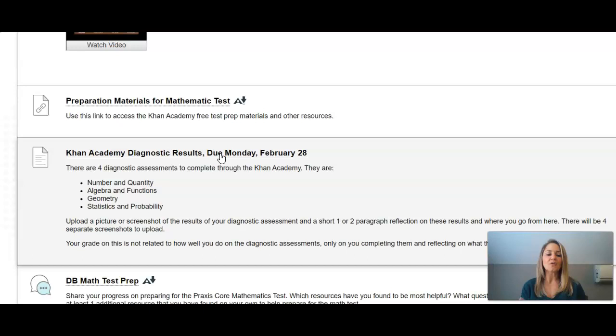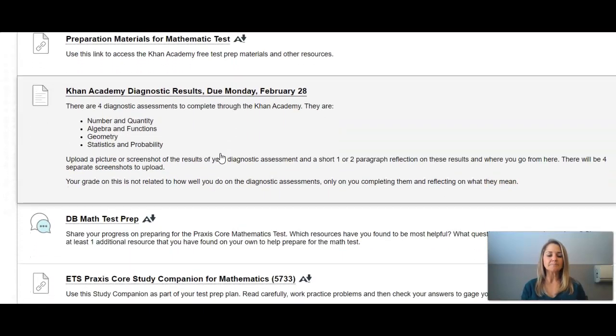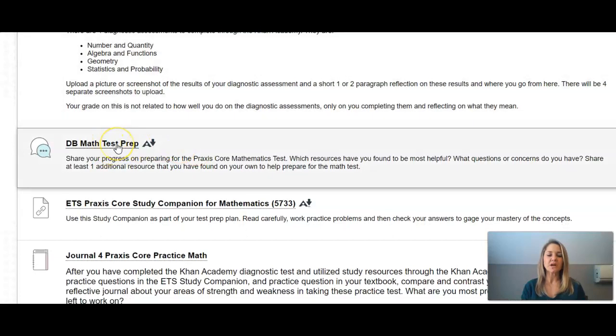You will be uploading a picture or screenshot of your results as proof that you've done that, and you're just going to write a 1 or 2 paragraph reflection on the results and how you're going to use them moving forward. Keep in mind, your grade in this is not related to how well you do on these diagnostic tests. It's on the fact that you completed it and that you are thinking about what you need to do based on the results. There is also a discussion board to do this week where you are going to talk about how you're doing with your test prep and any additional resources that you found, and share with your classmates.